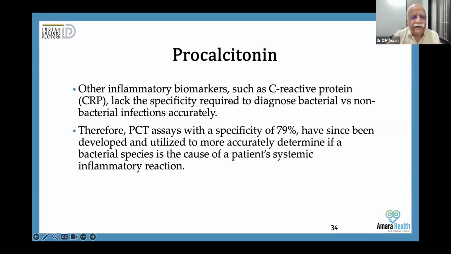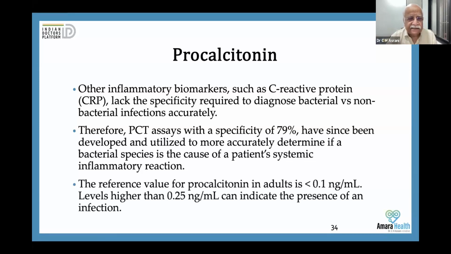They were developed and utilized in 1993 to accurately tell the treating doctor whether the infection is bacterial or else. The reference value for procalcitonin in adults is below 0.1 nanogram per ml. Levels higher than 0.25 nanogram will indicate sepsis, and higher than that is severe sepsis.